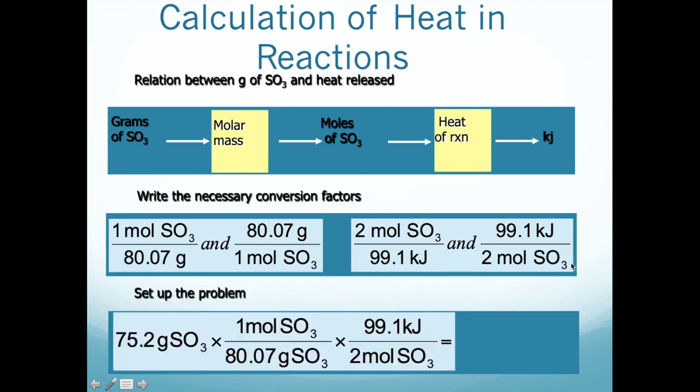Okay, so remember, whenever you want to get rid of a unit, you want to pick the conversion factor that has that in the denominator. So we're going to divide by molar mass to get grams to cancel out. And then we're going to multiply by 99.1 kilojoules for every 2 moles. Okay, so now notice that this one's a little bit different in that there are numbers in both the numerator and denominator. So keep that in mind. So we're going to take our 75.2, divide by 80, multiply by 99.1, and divide by 2. And that should give you 46.5 kilojoules.